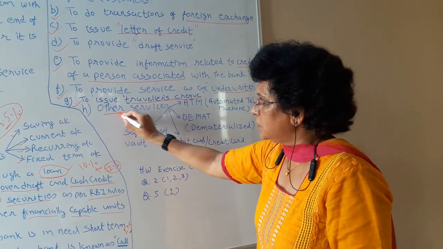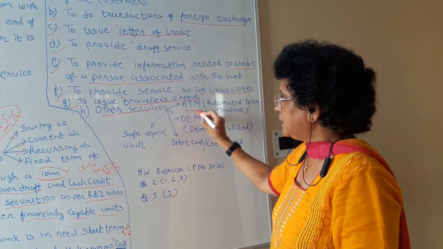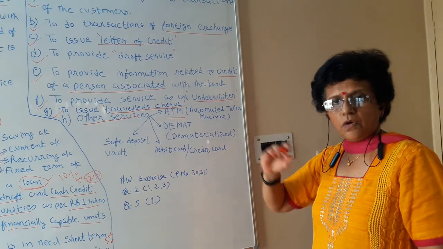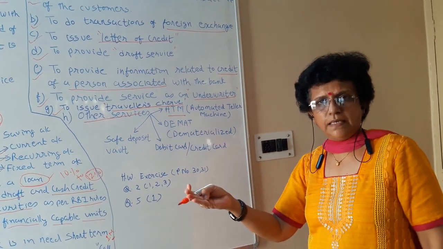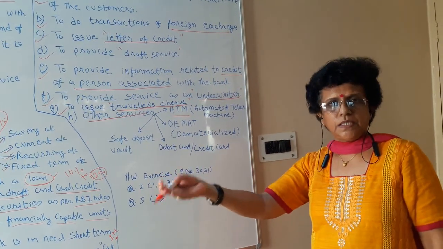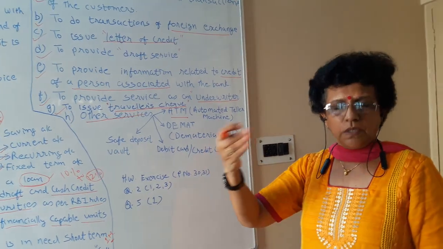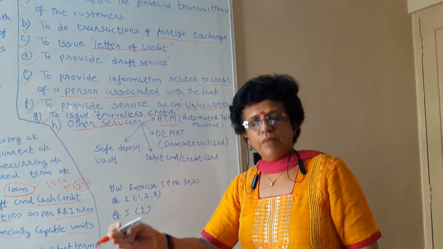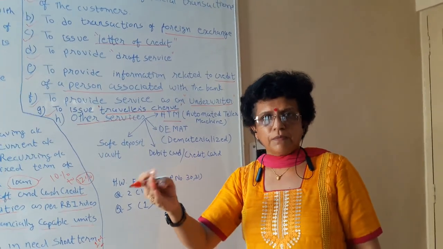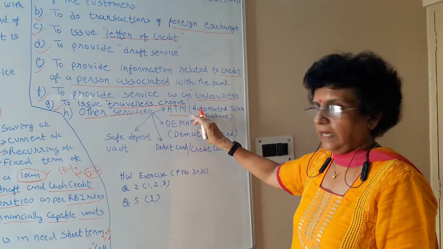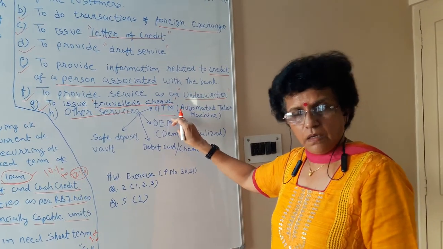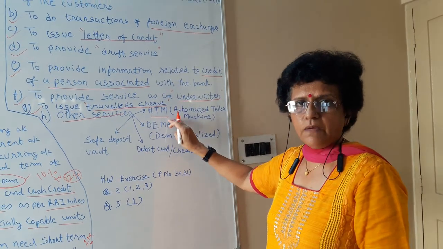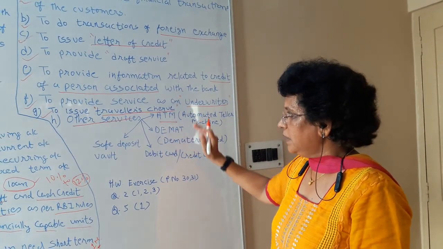Other services the bank also provides, like the ATM, that is automated teller machine. You all know very well, you must have visited. You go to the ATM machine, you can withdraw money, deposit money, get the statement, transfer money from one account to another, and many functions can be done. So 24/7 and 365 days banking activity can be done with the ATM.